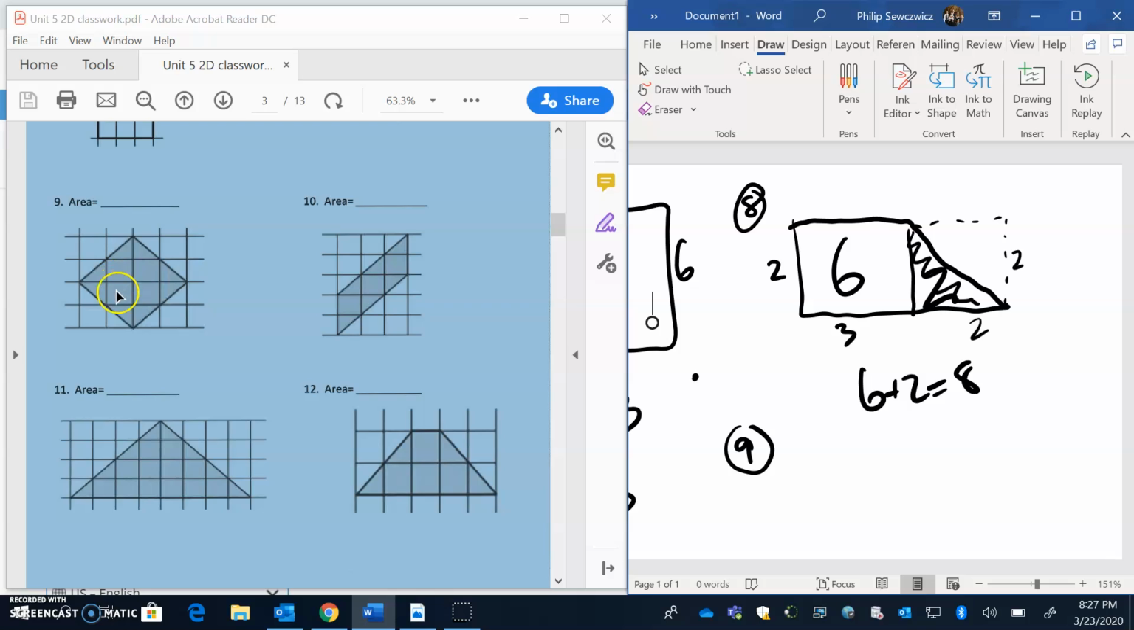So you can see there's 1, 2, 3, 4 of them. And then we've got 1, 2, 3, 4, 5, 6, 7, 8 halves. So if we've got 8, but they're all worth a half, that's a grand total of 4. So we do get a total of 8, so that works.